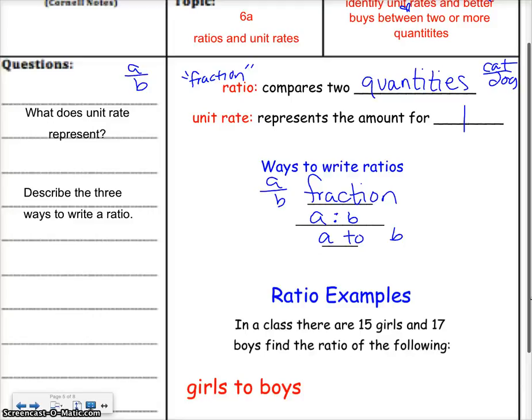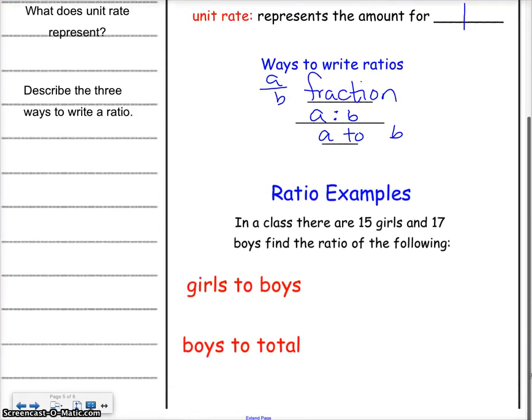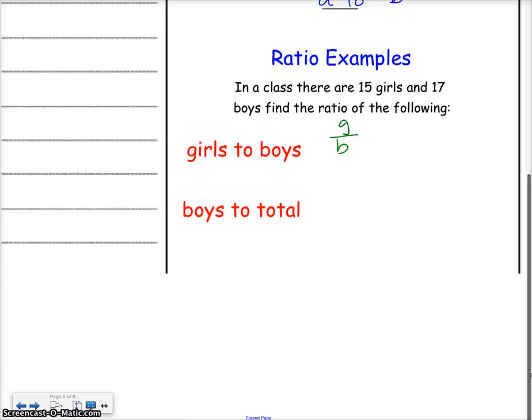All right, so given a situation, you need to create the ratio that represents it. So let's say that in a class there are 15 girls and 17 boys. Find the ratio of the following. Girls to boys. So I want girl over boy. Girl is to boy. The first one is always what goes on top. Always. So how many girls are there? 15 girls. And how many boys? 17. Perfect. I can do that all day, right? Not too much algebra.